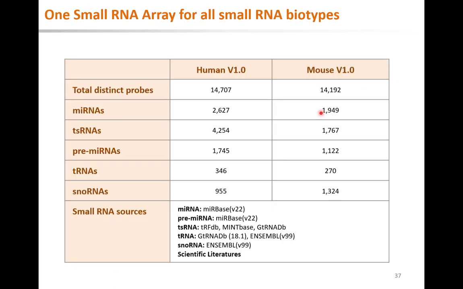The microarray contents include the collections of entire transcriptomes of cataloged microRNAs, tsRNAs, pre-miRNAs, tRNAs, and snoRNAs in the most current databases, such as miRBase, tRNA-DB, MINTbase, gtRNAdb, Ensembl, as well as small RNA studies published in scientific literature.